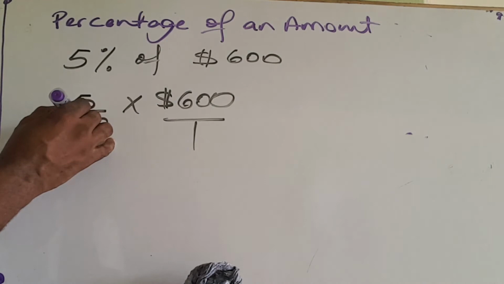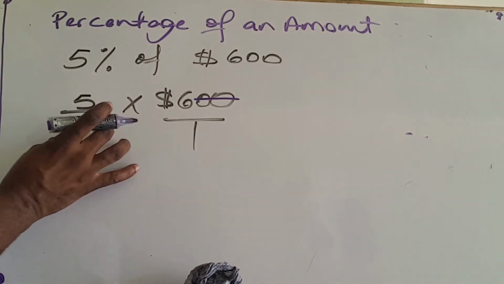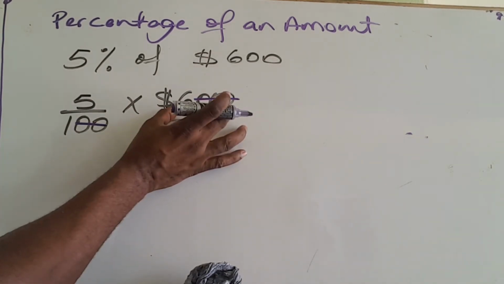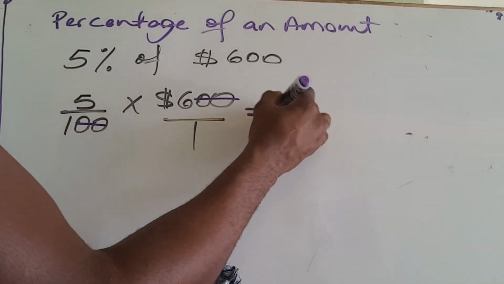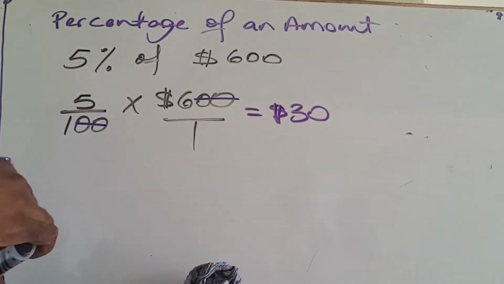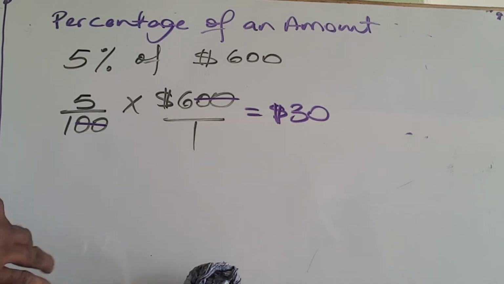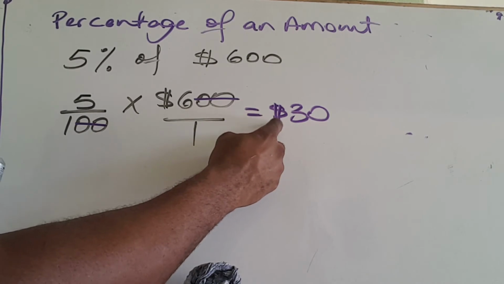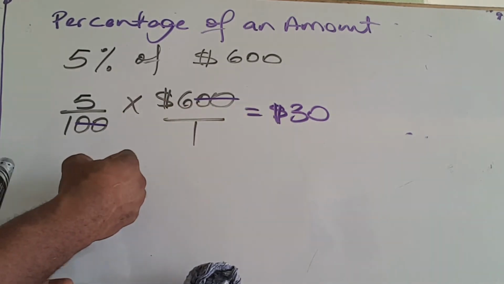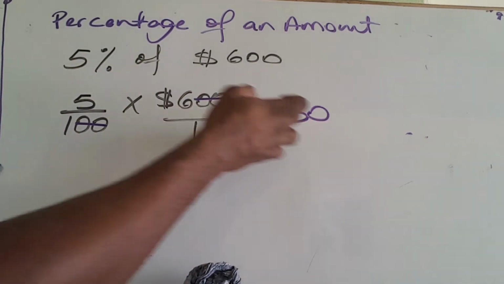So we'll cancel the 2 zeros there. That means 100 into itself 1 time, 100 into 600 6 times. What do I have left? 5 times 6. And I'm looking at $30. What this means is 5% of $600 is $30. And if you notice, I have dollars at the end. I did not say 30% because we're finding a percentage of some dollars, so my answer must be some dollars.